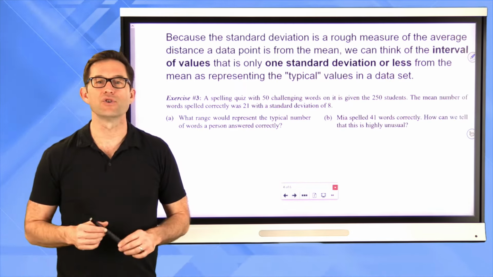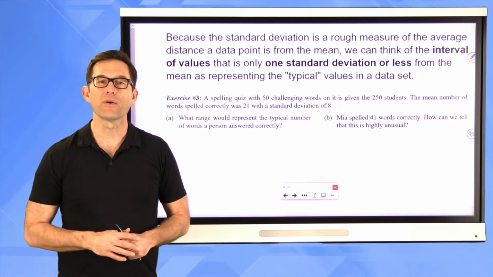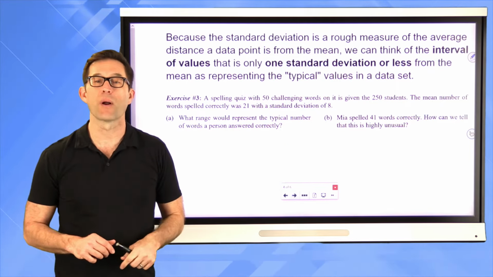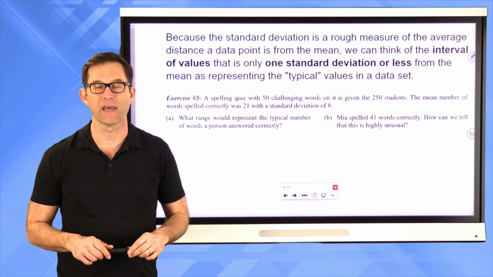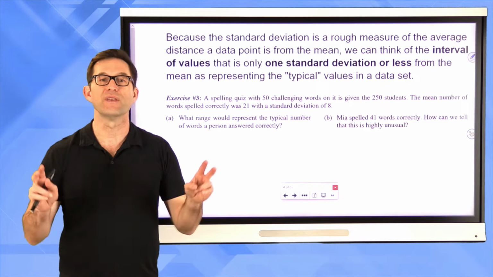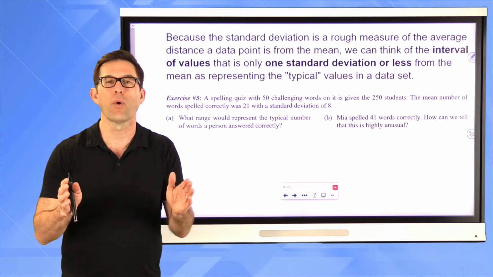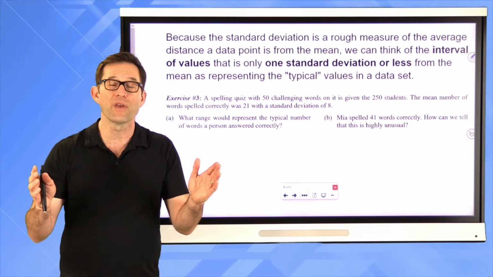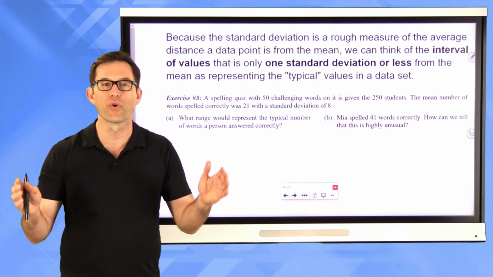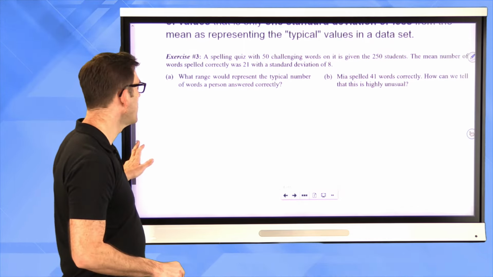Because the standard deviation is a rough measure of the average distance a data point is from the mean, we can think of the interval of values that's only 1 standard deviation or less from the mean as representing the typical values of a data set. All right, so this is similar to how we think about the IQR as representing the typical values. Now we're kind of broadening that a little bit, right? The IQR is the middle 50%. You can kind of think of the 1 standard deviation interval as being the middle 2/3 of the data. A little bit trickier to think about, but still, it's oftentimes used that way.